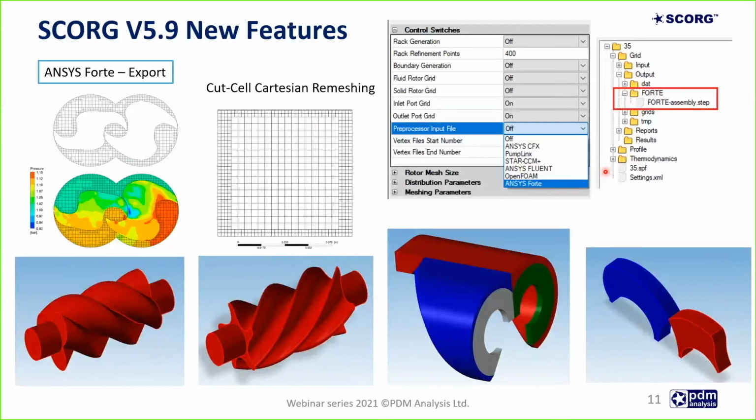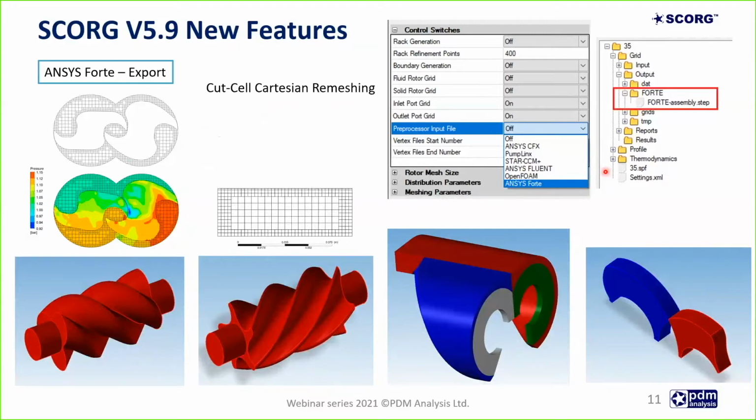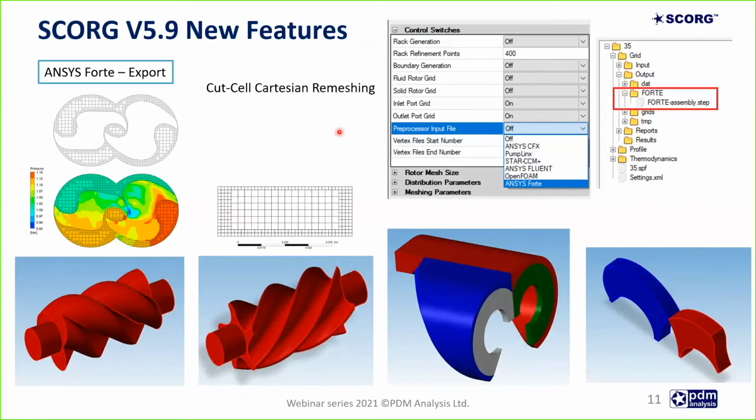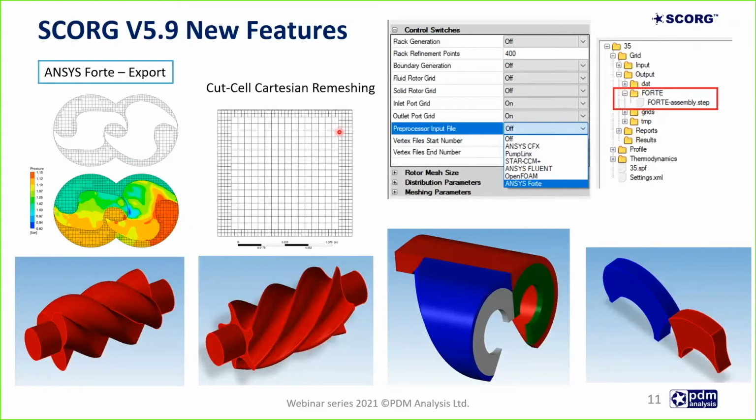The same utility has been extended to ANSYS Forte solver. ANSYS Forte is an automatic remeshing solver based on Cut-Cell Cartesian Remeshing. Here you can see an example of a piston cylinder case. A 2D cross-section has been taken in the circular cylinder. And because this works with a Cartesian Cut-Cell remeshing, you don't need the SCORG generated mesh for the application.